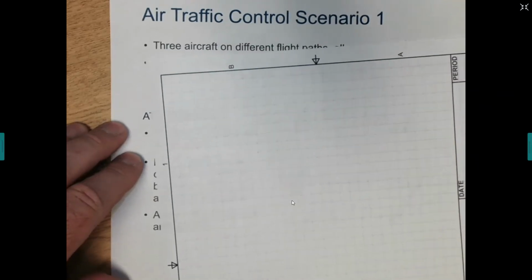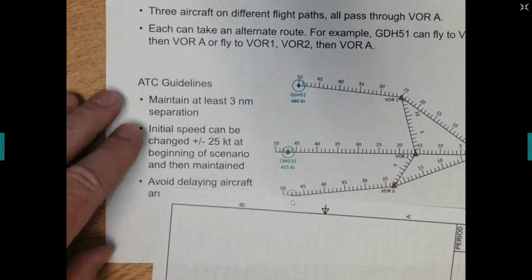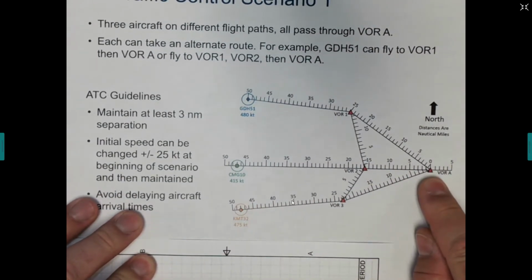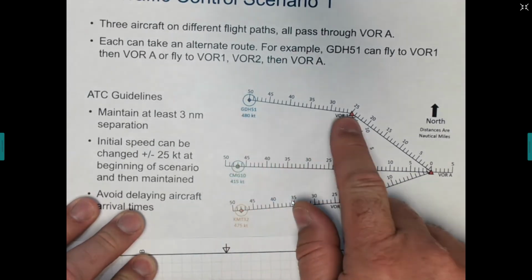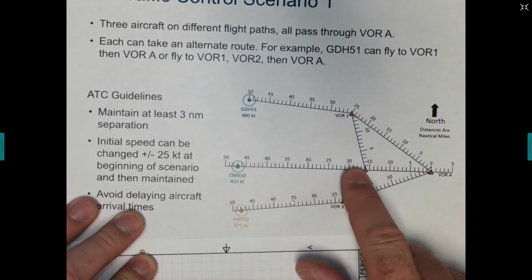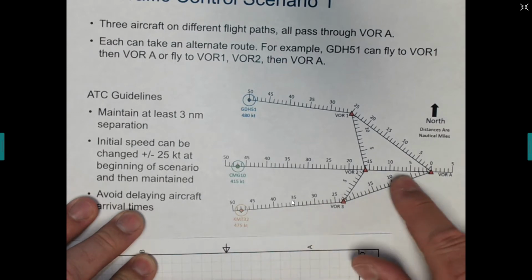All right, we're going to look at an air traffic control scenario and how to decide if the aircraft can fly safely from their starting points to the VORA, which is their destination. Could be an airport, whatever it is. The first one's going to fly through VOR1 to A. The next one's going to fly through VOR2 through A. And the last one's going to go VOR3 through A.